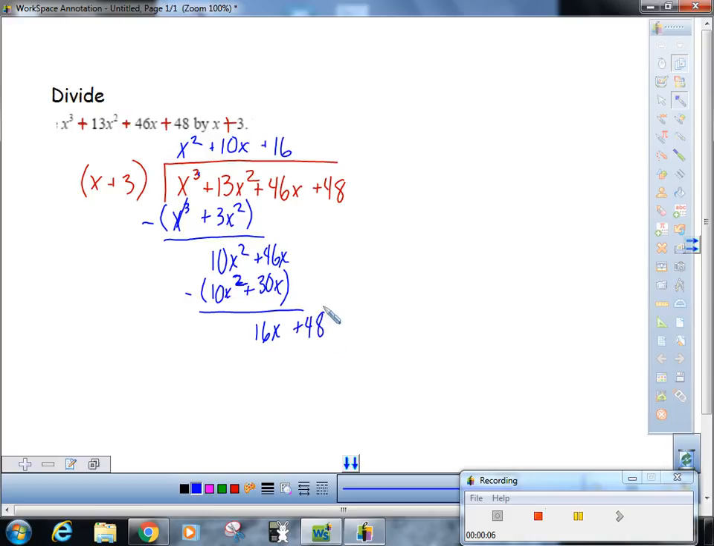And this is the nicest of all of them because 16 times x is 16x, and 16 times 3 happens to be 48, and our remainder is 0. So our answer is this. It's x squared plus 10x plus 16.